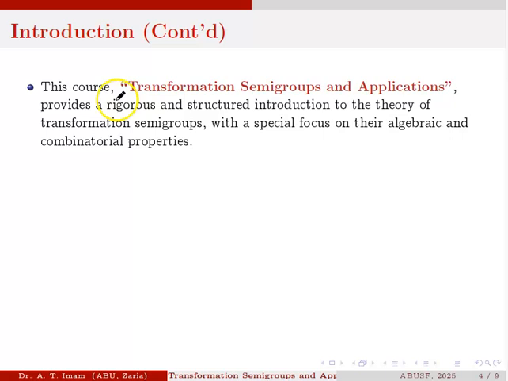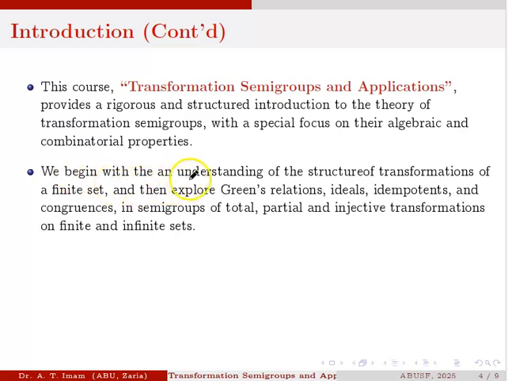And so therefore this course, which we call Transformation Semigroups and Applications, provides a rigorous and structured introduction to the theory of transformation semigroups, with a special focus on their algebraic and combinatorial properties. We begin with an understanding of the structure of transformations of a finite set, and then explore Green's relations, ideals, idempotents, and congruences. These are generally concepts studied in the theory of semigroups.